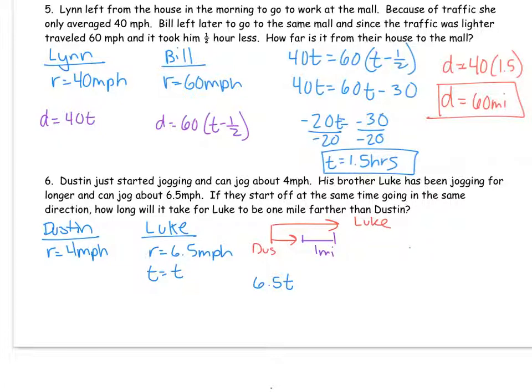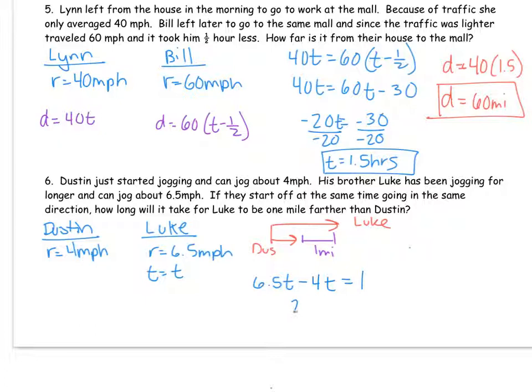Now, they're going to be running for the same amount of time. We just want to know how long that is for Luke to be 1 mile ahead of Dustin. So Luke has gone 6.5 times t, that's his distance. I want this part to be 1 mile. So now, if I take Dustin's distance away, what I'm left with is going to be my 1 mile. So again, same direction, I'm going to subtract. Dustin, his distance has been 4 miles per hour for that given amount of time, and I want that distance between them to equal 1.